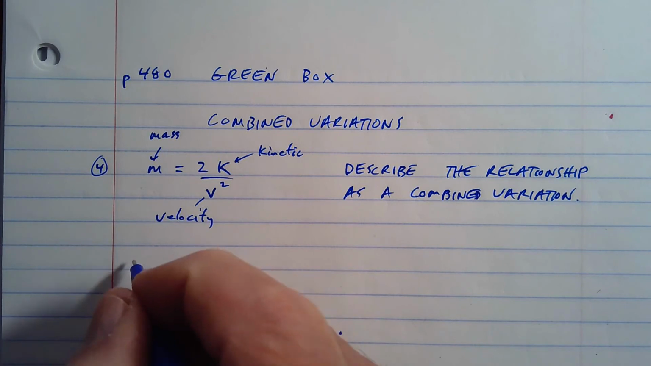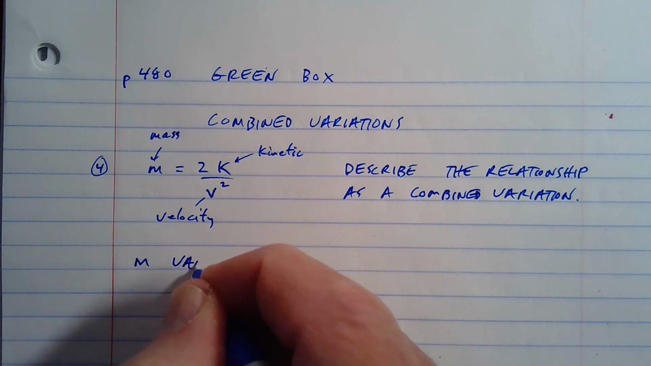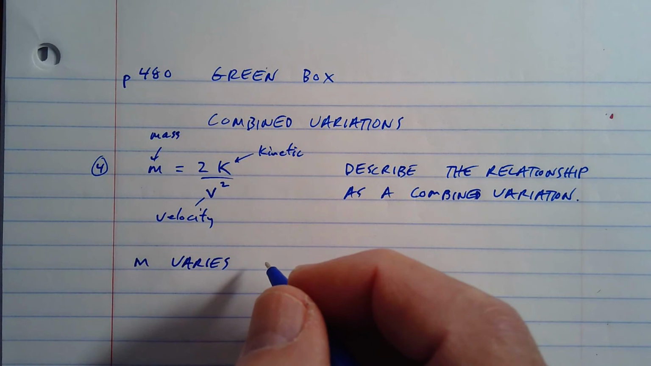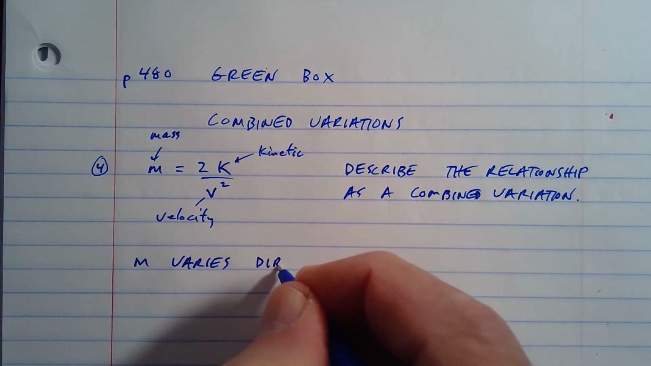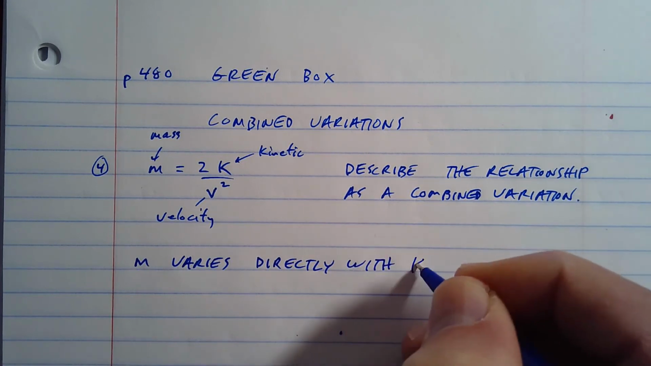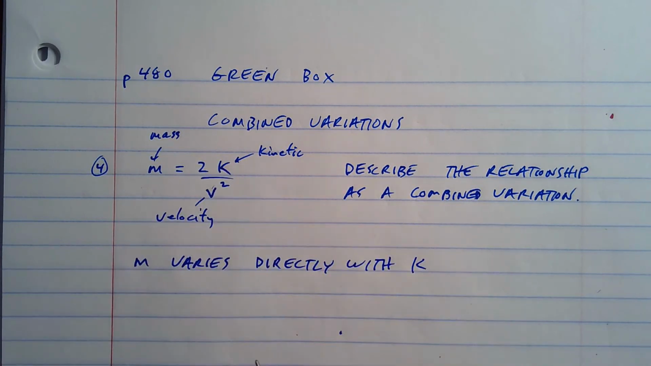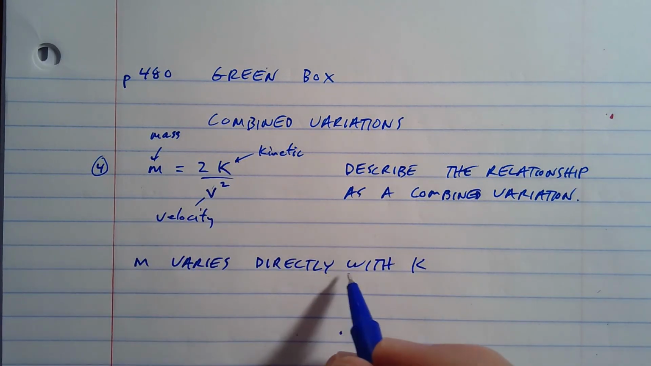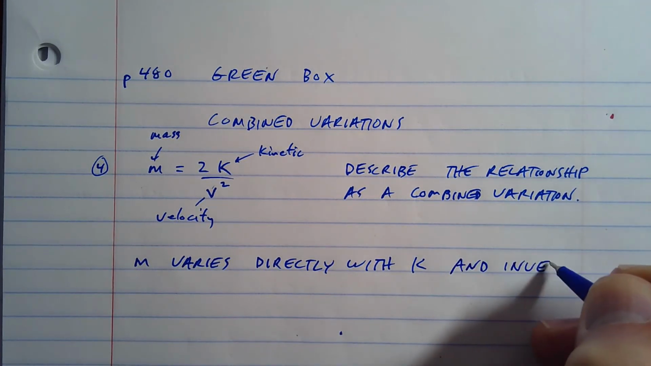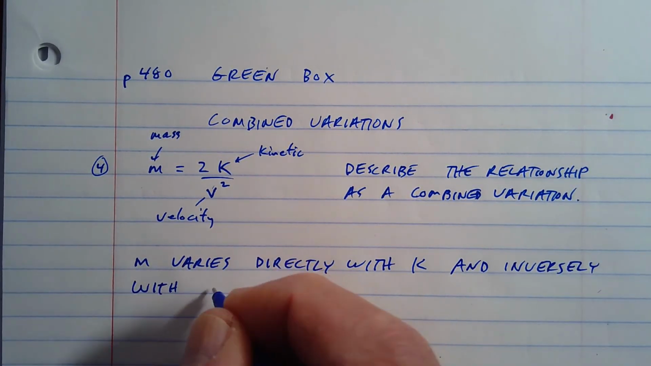And so we would start this out by saying m, this thing here that's by itself, varies, like in those examples, and then it's going to be directly with k. We don't have to worry about a regular number in these. You don't have to mention those. It's just the variables that you're talking about. So it varies directly with k and inversely with the square of v.